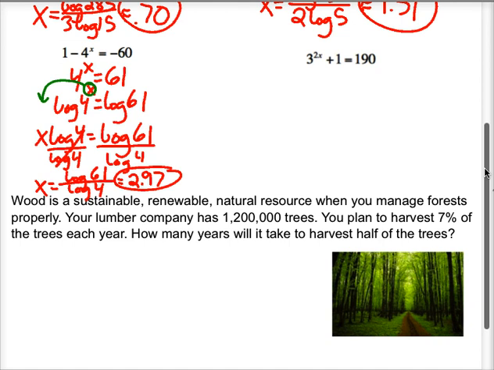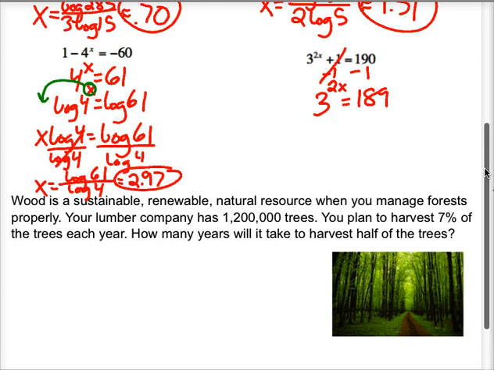All right, last one of this type. Just like the first time, notice my exponential piece of my equation is not isolated, it's not by itself. So the first thing I'm going to do is subtract off that 1 from both sides. So I'll have 3 to the 2x equals 189.